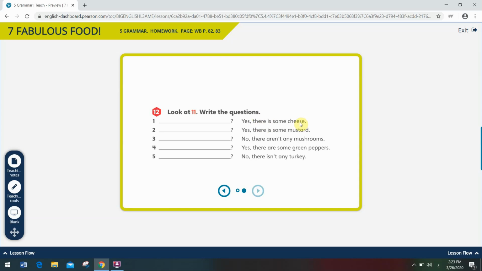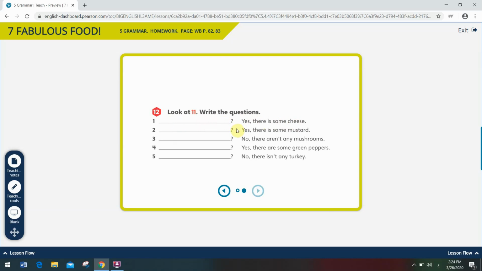Some cheese or is there any cheese? As we said before, the question always takes any. So the question is: is there any cheese? And the answer is yes, there is some cheese. So here please write is there any cheese?